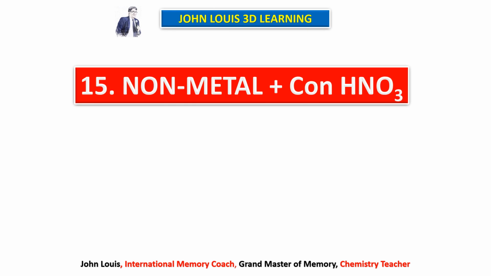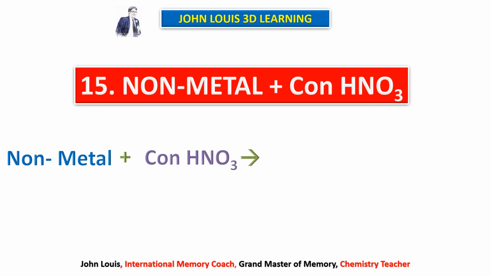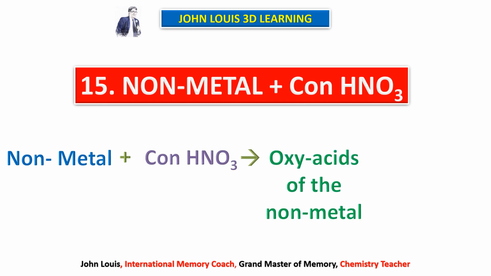The next type is non-metal plus concentrated nitric acid. What does the rule say? Non-metal plus concentrated nitric acid gives oxy acids of the non-metal plus water plus nitrogen dioxide. See, same thing. In the previous example, when you take sulfuric acid, you get sulfur dioxide, but here it is concentrated nitric acid, therefore we will get nitrogen dioxide. The remaining things are the same.